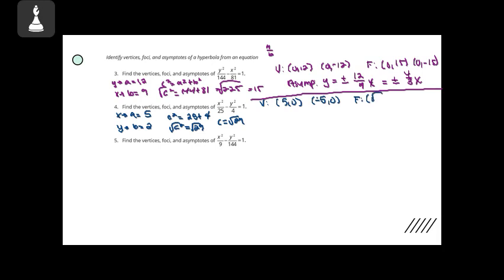Because we now have x first, we will do b over a to determine our slope here of our asymptotes. So y equals positive or negative 2/5 x.